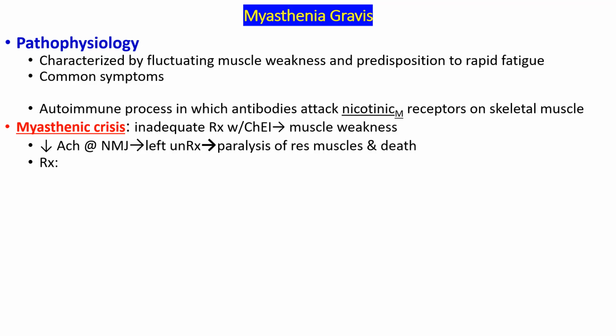Because of the decrease in acetylcholine at the neuromuscular junction, especially if left untreated, it could be life-threatening and result in paralysis of the respiratory muscles and lead to death. So respiratory paralysis and death could result from inadequate treatment of MG, especially when left untreated for a while. The treatment for that will be neostigmine, or physostigmine.